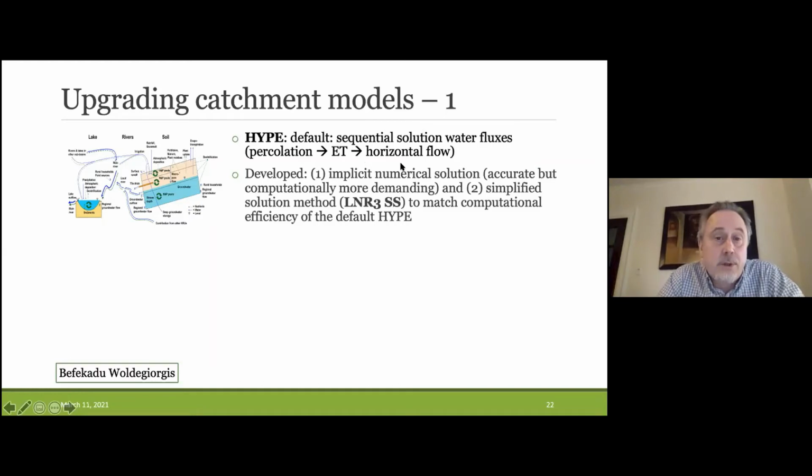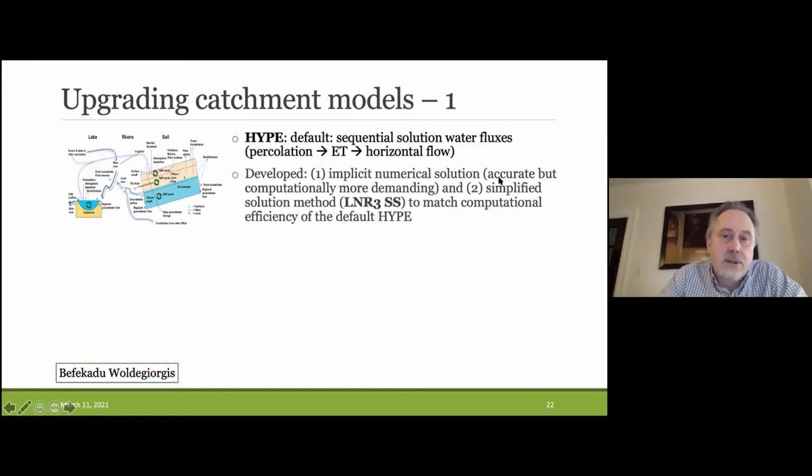And what he was able to show is that this sequential approach, which is computationally efficient, may actually yield unrealistic water fluxes. In particular, under certain conditions, it predicts that there's no horizontal flow. Well, we know that there should be horizontal flow. So to address that, he developed a fully implicit numerical solution, solving all the equations for these different water fluxes at the same time, which of course gives you the more accurate solution. And particularly, he did that by looking at whether the horizontal flow was predicted under given conditions.